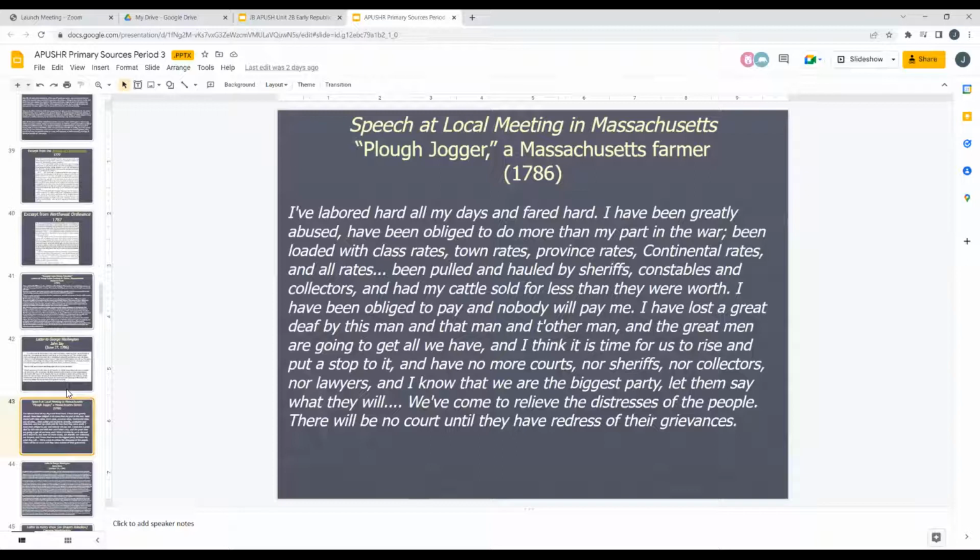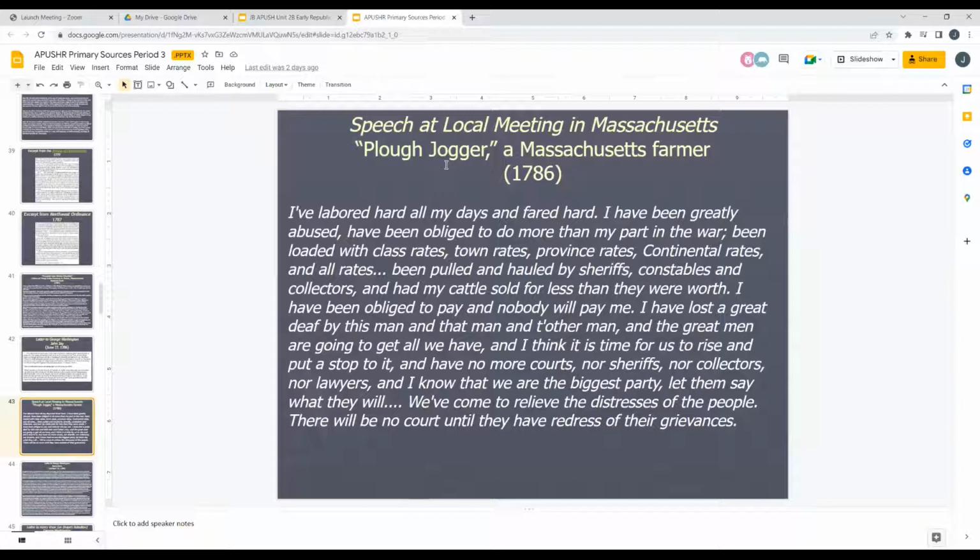I have no more courts, nor sheriffs, nor collectors, nor lawyers. And I know that we are the biggest party. Let them say what they will. We've come to relieve the distresses of the people. There will be no court until they have redress of their grievances.